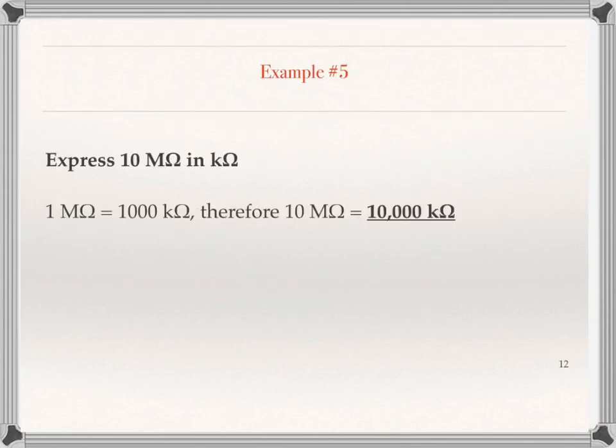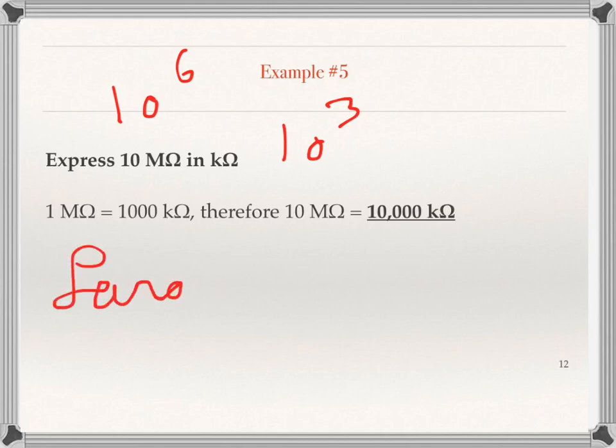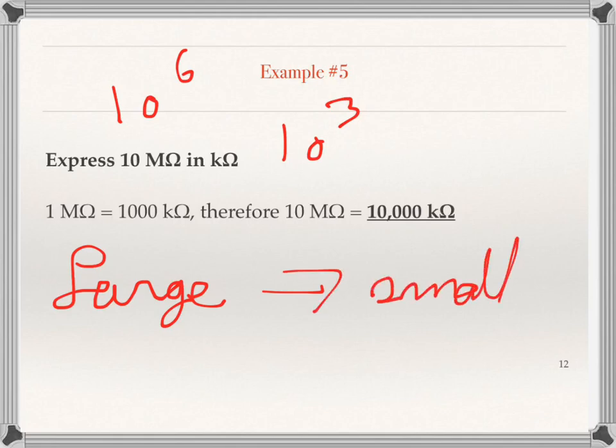Okay, we're going from mega ohms, 10 to the plus 6, down to kilo ohms, 10 to the plus 3. So we're going from a larger unit to a small unit. Therefore, we have to make the number bigger. So move the decimal 3 places to the right.